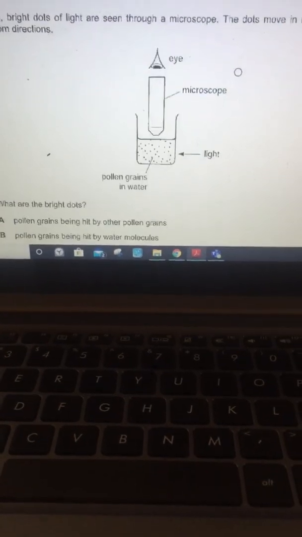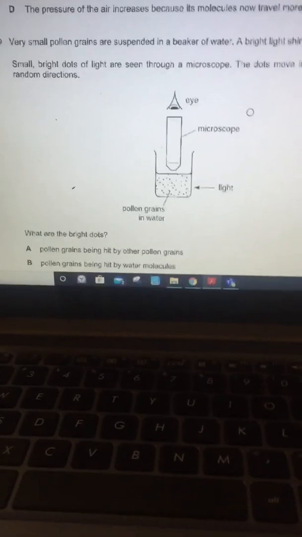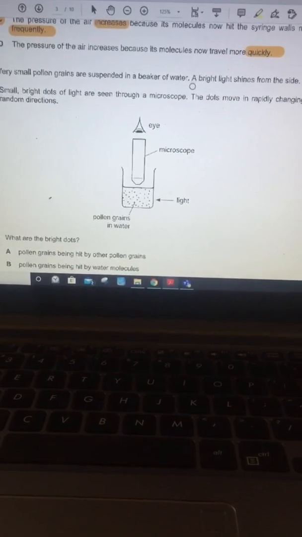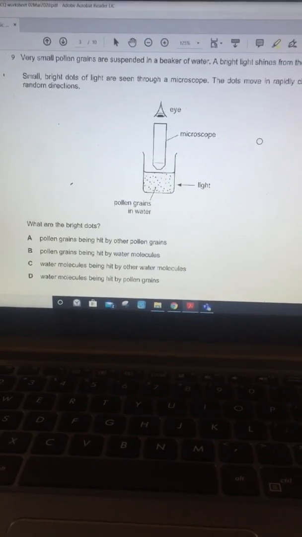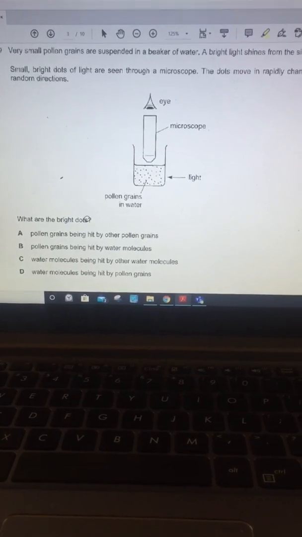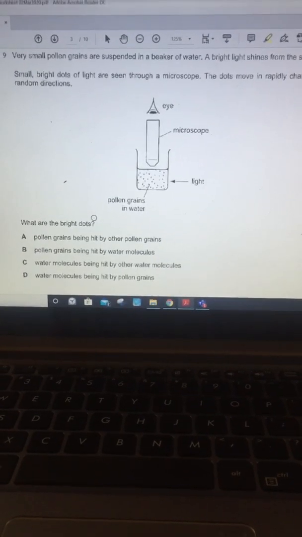Very small pollen grains are suspended in a beaker of water. Guys, read the PDF, not the screen. A bright light shines from the side. Small bright dots of light are seen through a microscope. The dots move in rapidly changing random directions. What are the bright dots? So this is the question on Brownian motion.